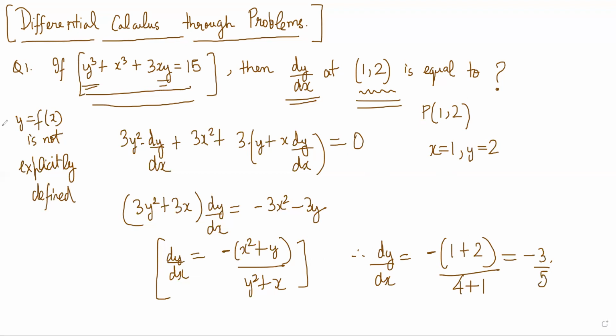So this question basically talks about multiple concepts. It talks about implicit differentiation, then methods of differentiating a function using chain rule, product rule and so on. So very basic question. Let's move on.